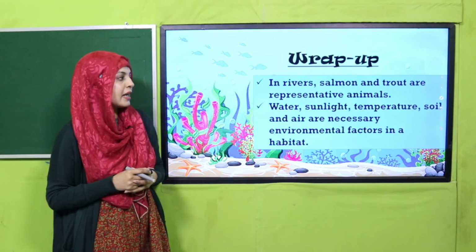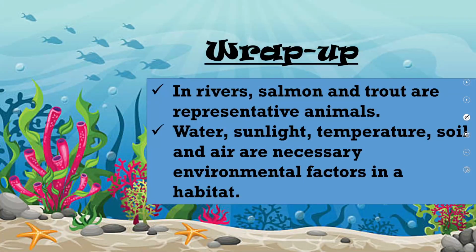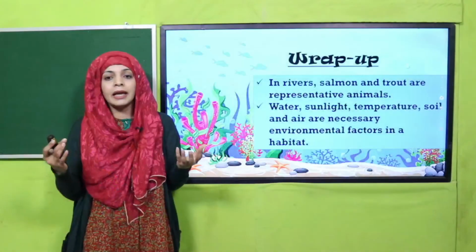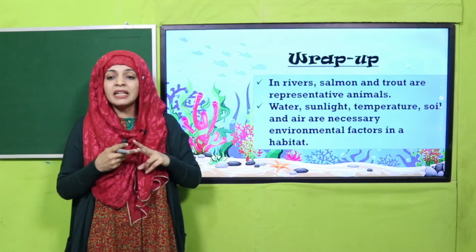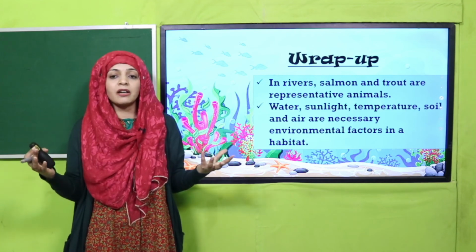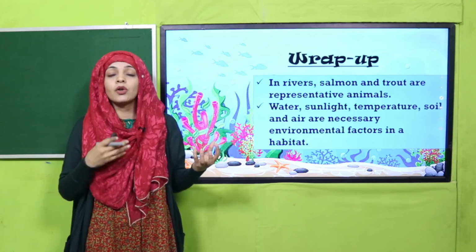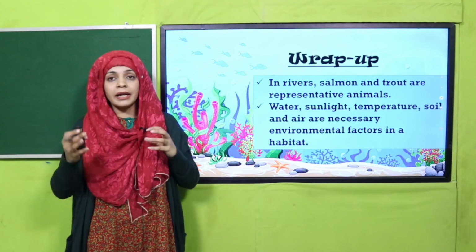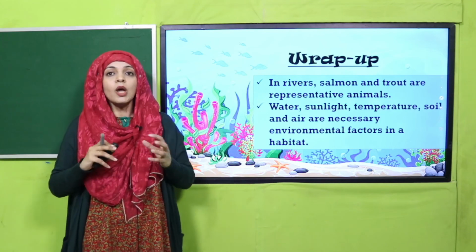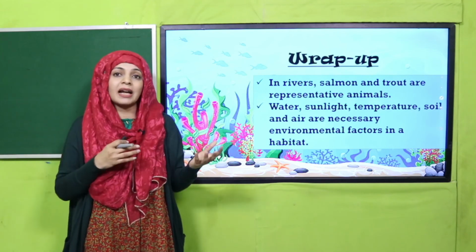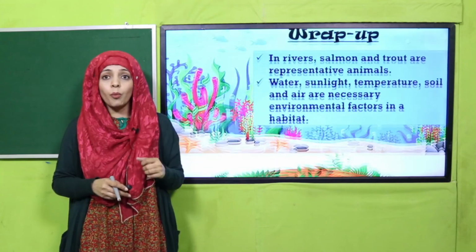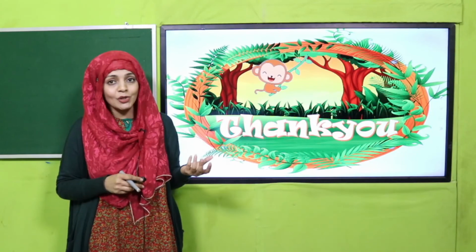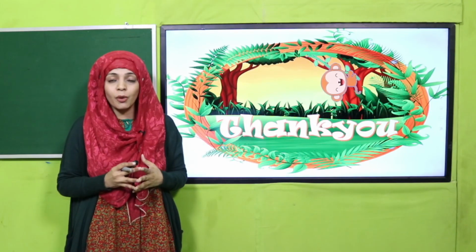Water, sunlight, temperature, soil and air are necessary environmental factors in a habitat. Their variety and the difference in them is what makes one habitat different from another. So my dear students, I hope you have enjoyed the pictorial tour and you have learned a lot of things from today's habitats.